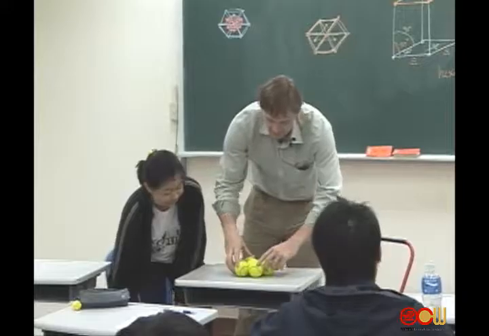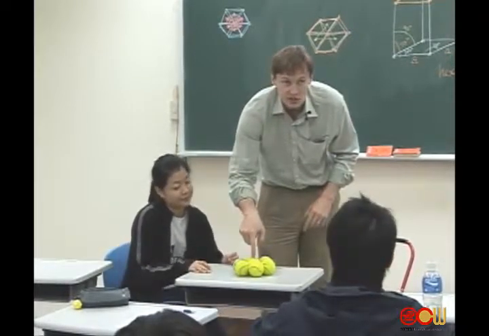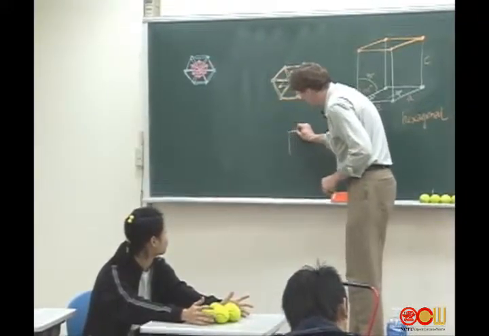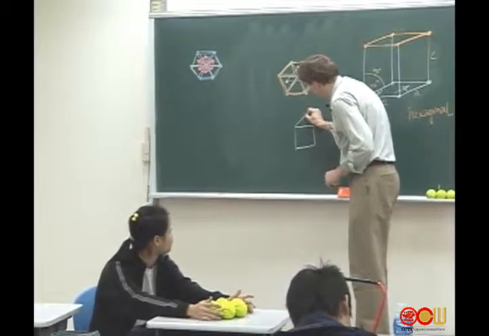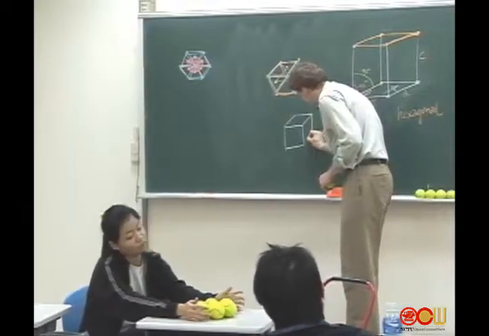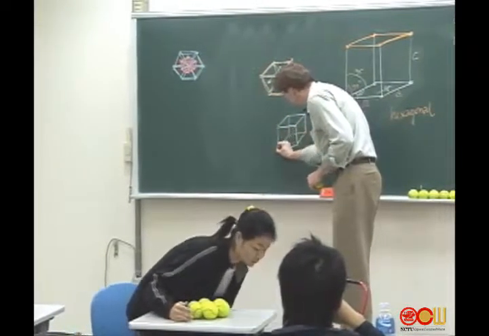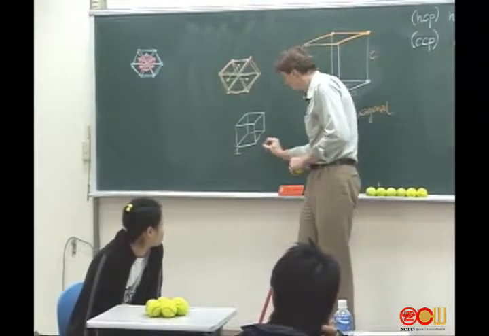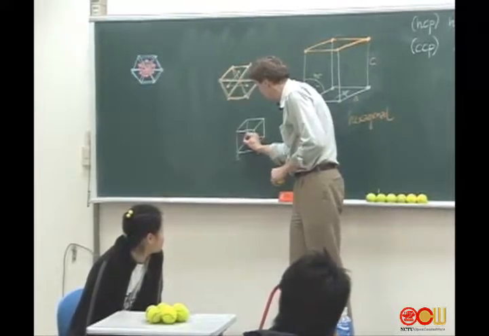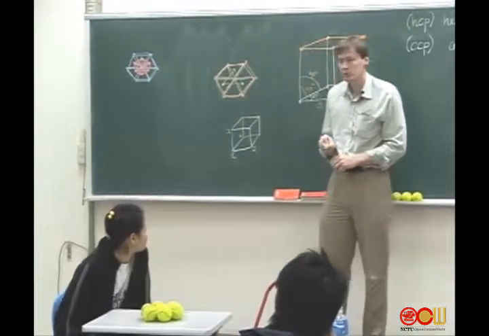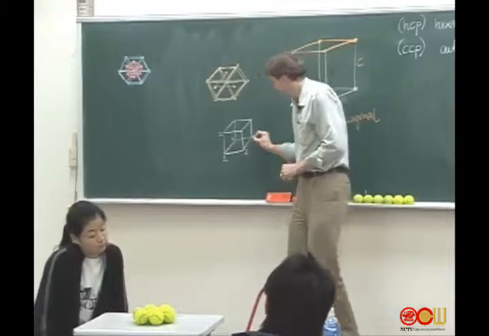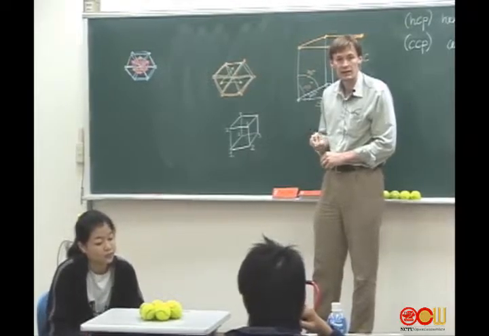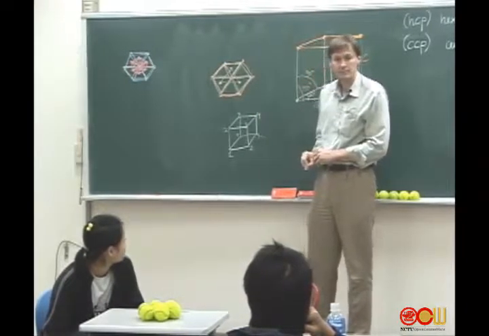The first layer is 6. I'm interested in this corner. When I have a cube, this one is going to belong to the first layer. This one, and this one is going to belong to the second layer. This one, and this one will belong in the third layer, and this one will be in the fourth layer.